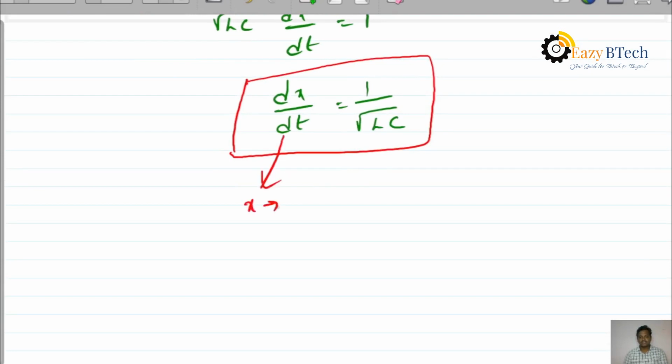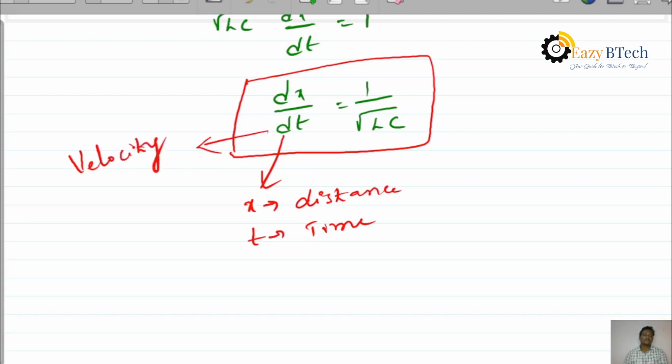Here x is the distance and t is time. Therefore, dx by dt indicates velocity. The velocity of the traveling wave depends upon the inductance of that line and the capacitance of the line.